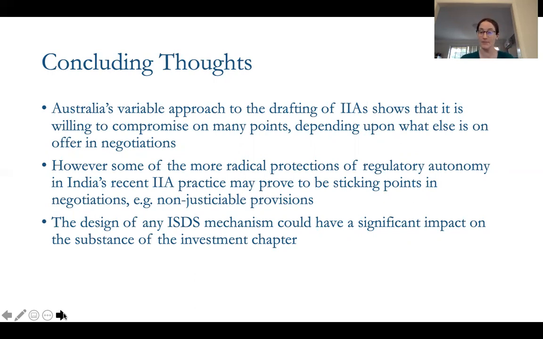So I think there's definitely potential for compromise here, particularly when we look at Australia's general willingness to do that, depending upon what else is on offer in the negotiations. However, when we look at Australia's treaty practice, it is in general more moderate in the way in which it seeks to protect regulatory autonomy when compared to India's approach. And I think there will definitely be elements of India's recent treaty practice that could prove sticking points in negotiation, particularly the use of non-justiciable provisions like the security exception and the carve-out for tax measures.